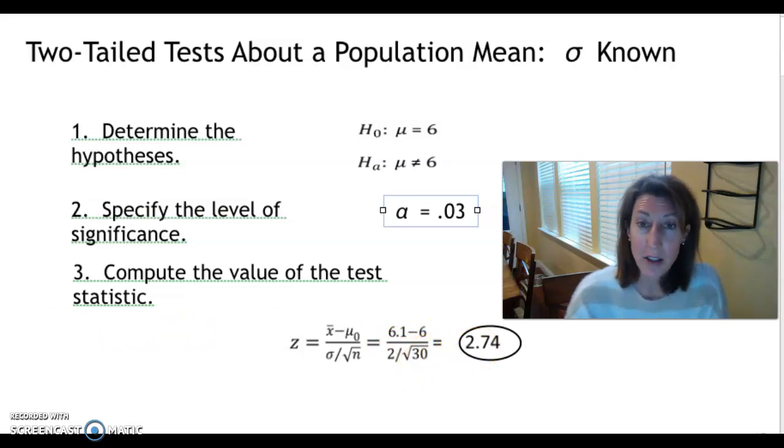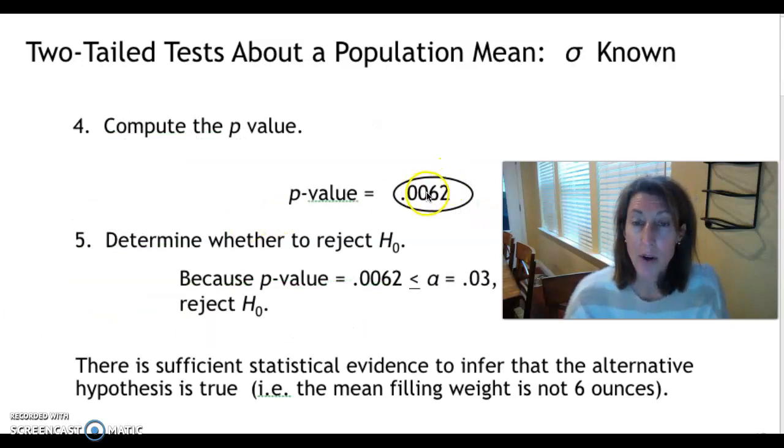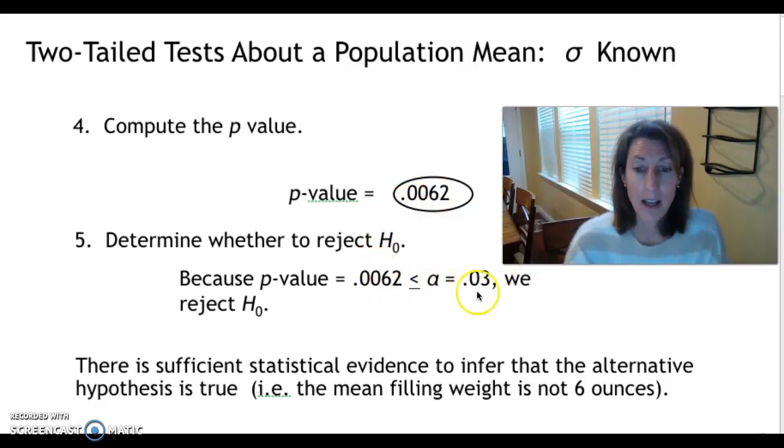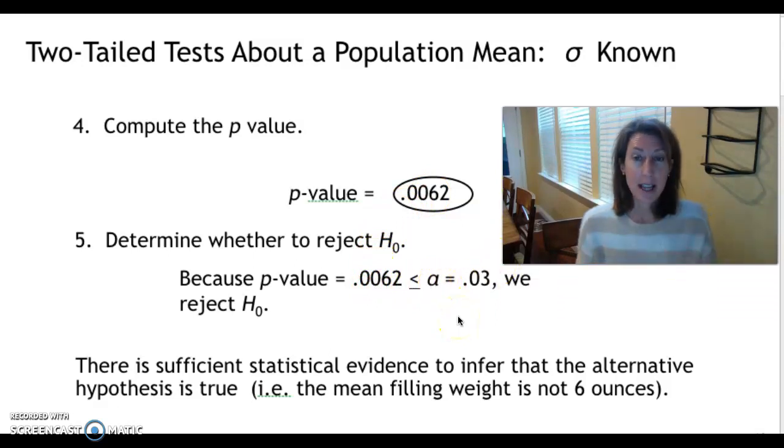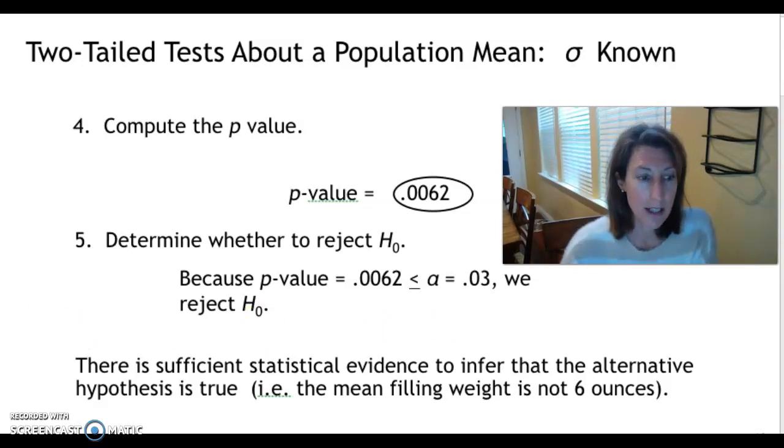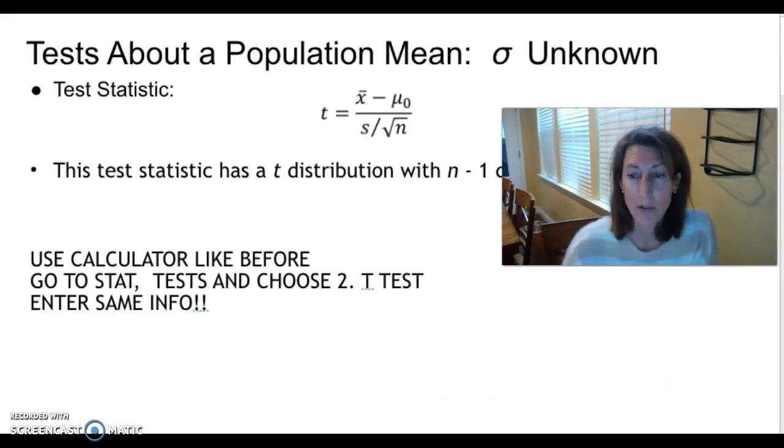What's the p-value, the probability of getting that? 0.0062. So 0.0062 is less than or equal to our alpha. So again, we reject the null. So it's the same 5 steps, it's just a slightly different process. You're going to go to the same stat, test, z-test, and plug in all the stuff. All right, let's keep going. Let's do it for a t-test.